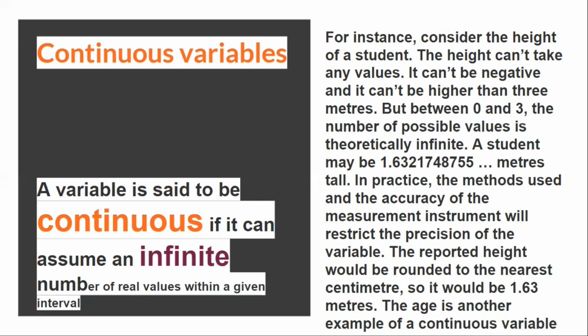So we have infinite values that can be attributed to the height of an individual student, maybe 1.6321748755 meters tall. In practice, the method used and the accuracy of the measurement come with restricted precision to the variable. So the reported height will be rounded to the nearest centimeter. So it will be 1.63 meters. Age is another example of a continuous variable that we can use.